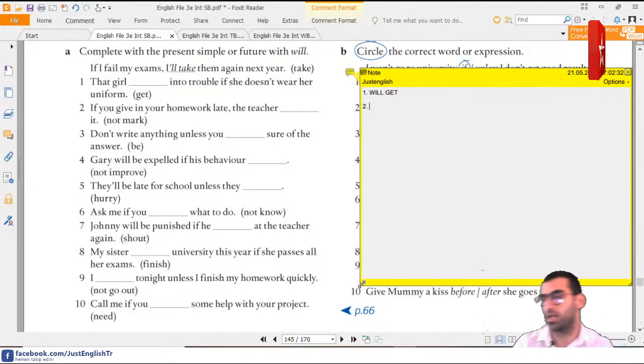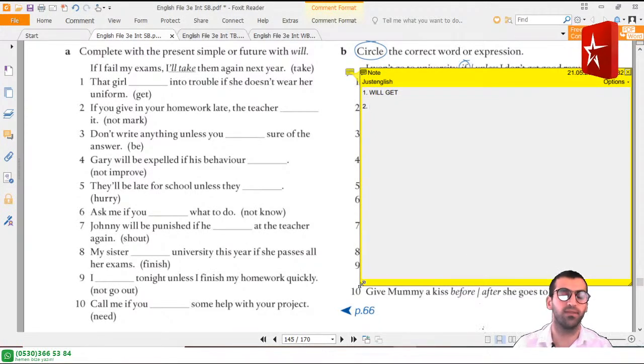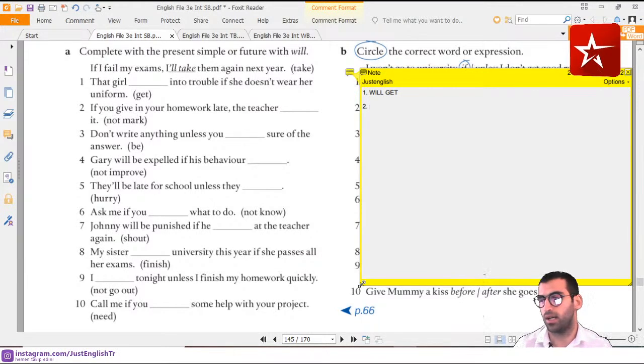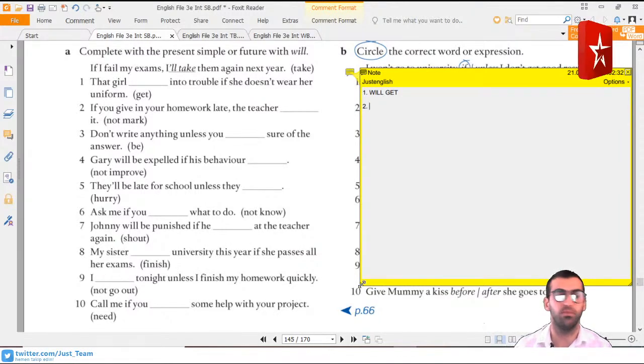We use a present simple in the first part, after the if side, and we use future simple in the main clause. For example, if plus present simple, and in the main clause we use future simple. That girl will get into trouble if she doesn't wear her uniform.